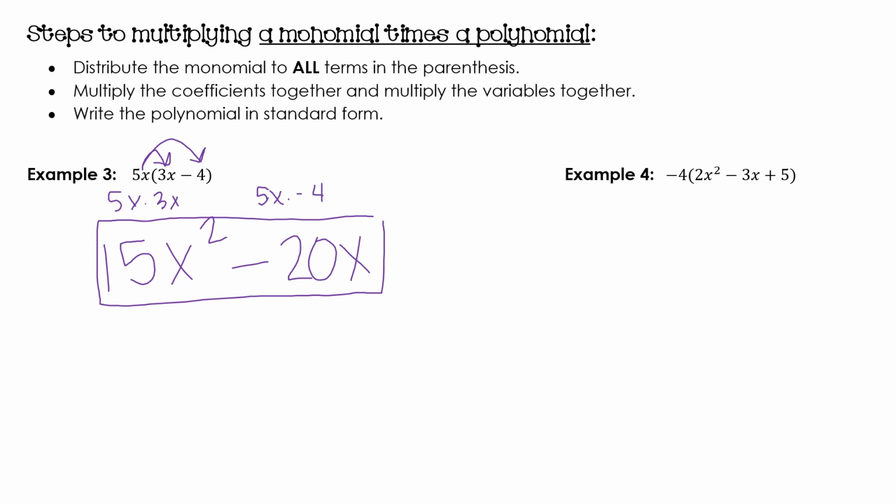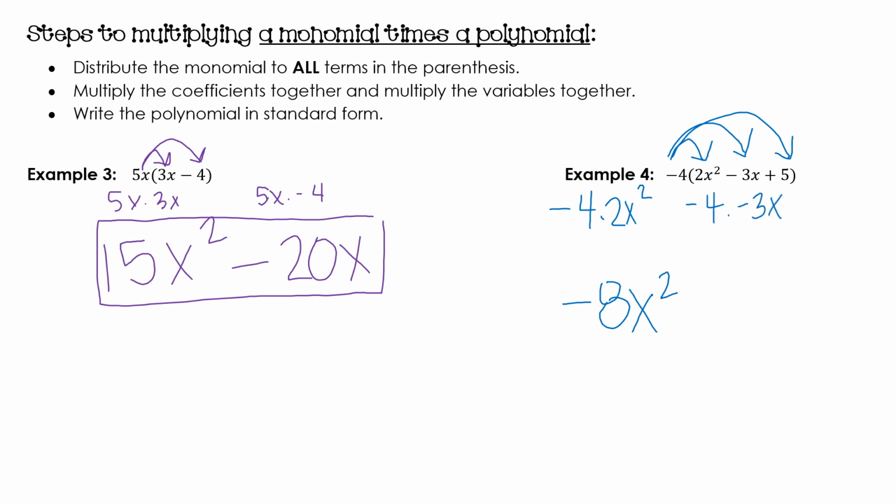So for example 4, we would distribute the negative 4 to everything inside the parentheses. So I would multiply negative 4 times 2x squared. Negative 4 times 2 is negative 8. And then again, I have an x squared, but I'm not multiplying the x squared by another variable, so it would just stay x squared. Then negative 4 times negative 3x. A negative times a negative would make a positive. 4 times 3 is 12. Keep the x, and then negative 4 times 5 is negative 20.